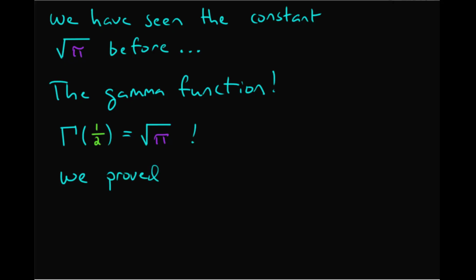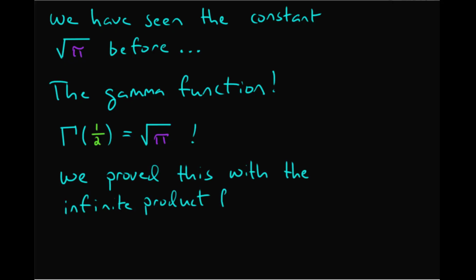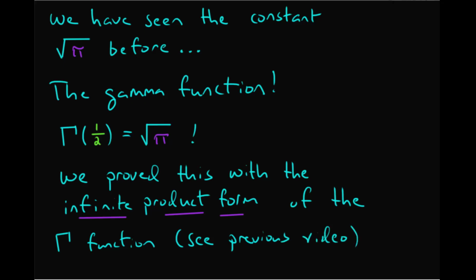And we actually proved this result using the infinite product form of the gamma function, but now because of the work that we've done on the Gaussian, we're going to be able to prove it with the integral form of the gamma function. So please recall the integral definition of the gamma function. We have that gamma of n, where n is a positive real number, equals the integral from 0 to infinity of x to the n minus 1 times e to the negative x dx.